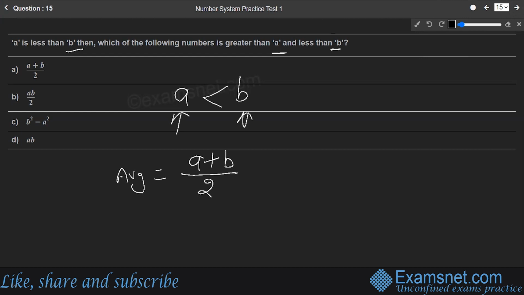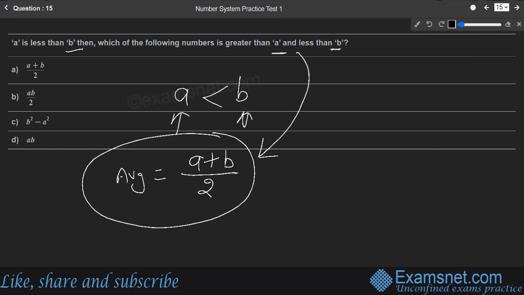So that will be the number that will be between these numbers. Which of the following numbers is greater than A and less than B? He's looking for a number which is in between A and B, and that is the only way possible if you do (A plus B) by 2. So this is what is available in option A, and directly becomes the right answer for us.